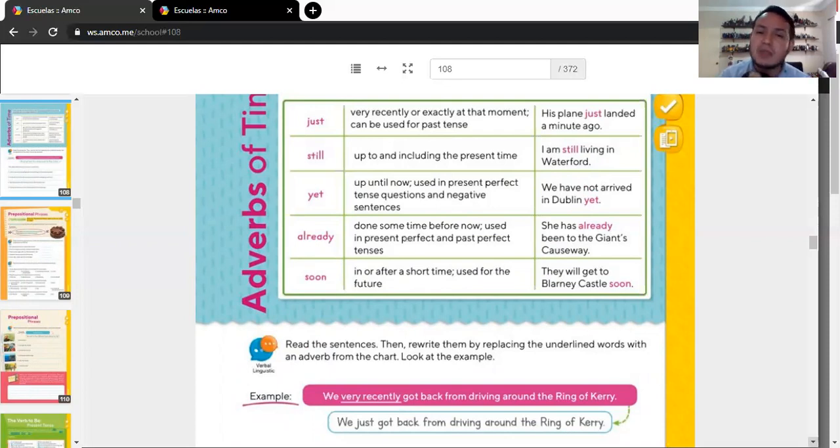Just: very recently, or exactly at that moment, can be used for past tense too. Example, his plane just landed a minute ago. Another example that I was going to give you is, I just finished my homework. It just happened. It's something that recently happened, okay? It's not right now. Could be right now, but when I say I just, it happened, it becomes past. Even if you just did it, it becomes past.